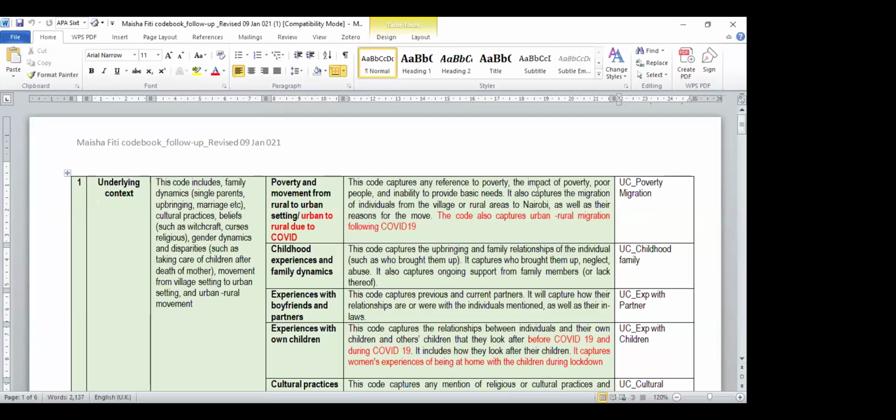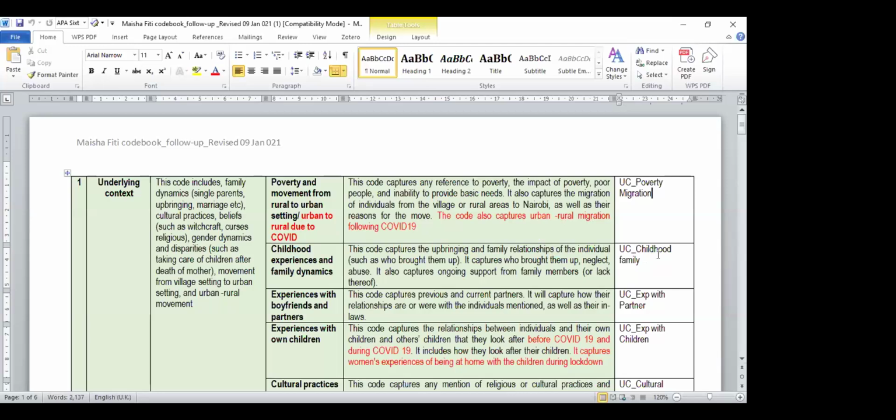And for this code, we are looking at poverty and migration because we are looking at the aspects of poverty and how they led an individual to move to the urban area. Then, of course, the next one would be looking at the underlying context, and you're looking at the family dynamics, the childhood experiences, and you're saying that it is UC and childhood and family.